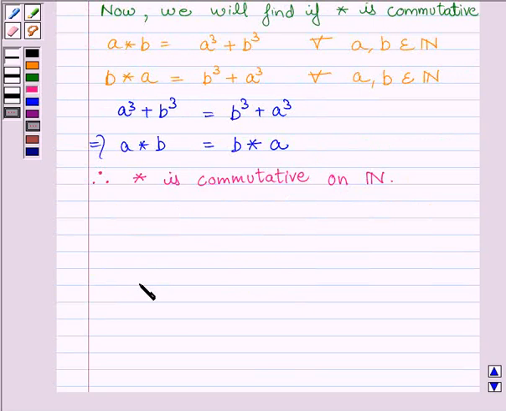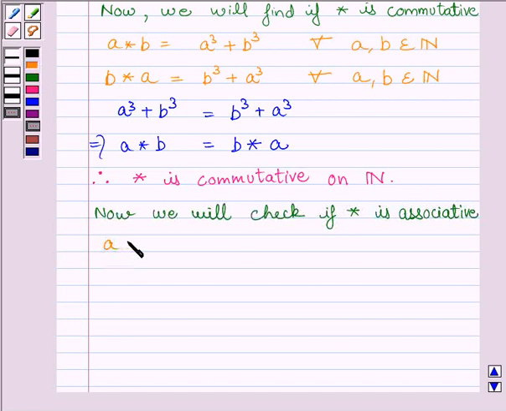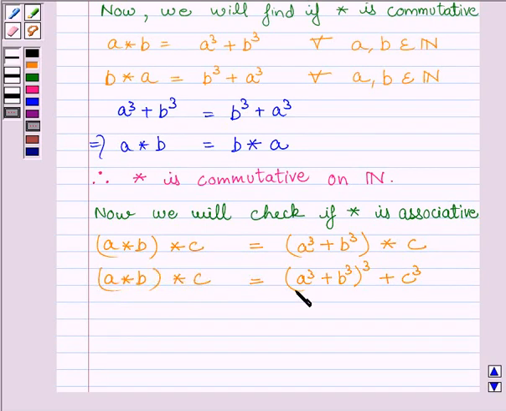Now, we will find if star is associative. First of all, let us find out (a star b) star c. It is equal to (a cube plus b cube) star c, which is further equal to (a cube plus b cube) whole cube plus c cube. So, we can write (a star b) star c is equal to (a cube plus b cube) whole cube plus c cube.